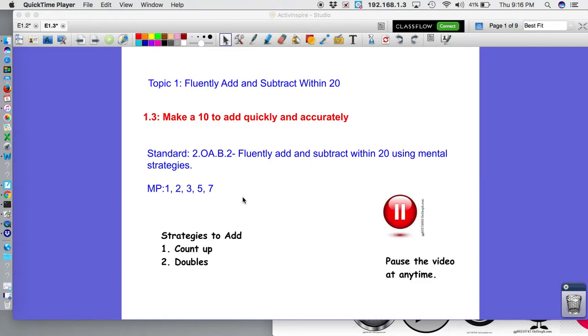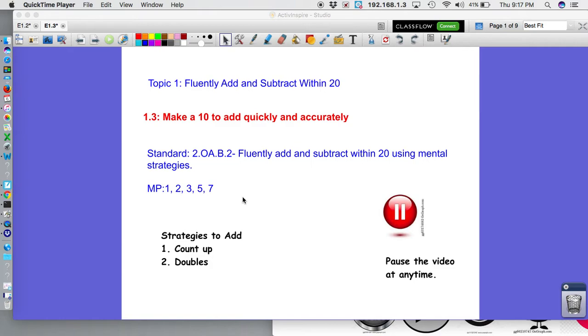Good morning, mathematicians. Today we're continuing with Topic 1, Fluently Add and Subtract Within 20. We're on Lesson 1.3, Make a 10 to add quickly and accurately. The standard is fluently add and subtract within 20 using mental strategies. Mathematical practices 1, 2, 3, 5, and 7 will be covered today.